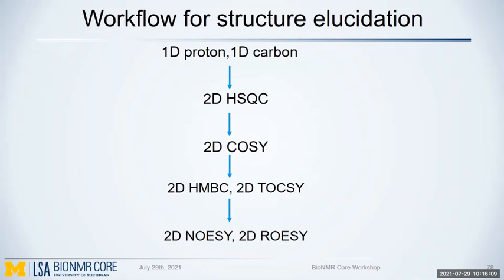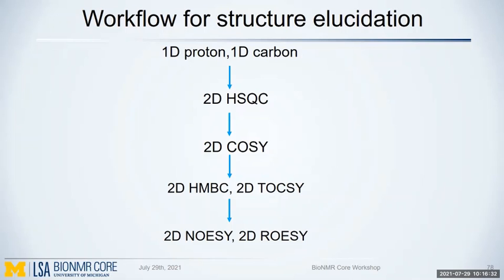Start with HSQC first. That one has very high sensitivity, and it will give you the proton-carbon correlation. And that will help you at least to know if your molecule has the correct structure. And once that is done, go to COSY. COSY also has very high sensitivity and will give you short-range proton-proton correlation.